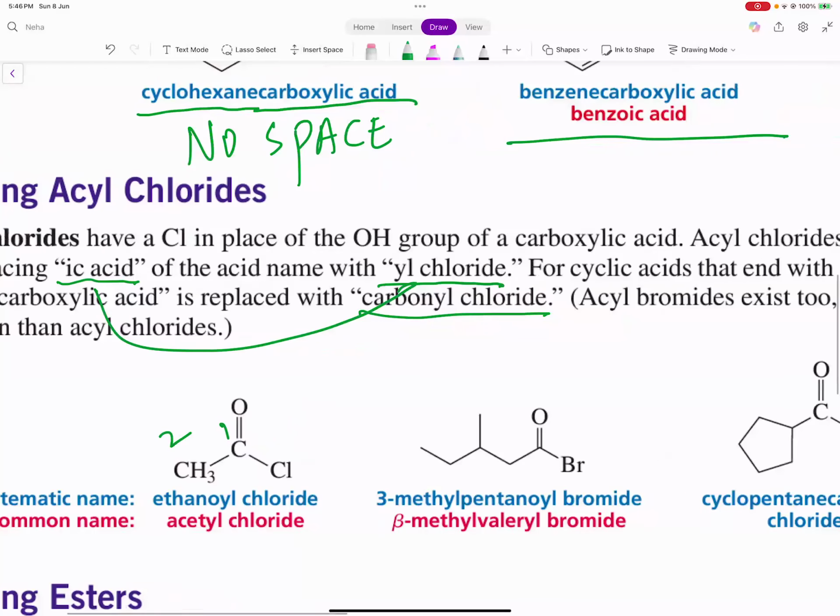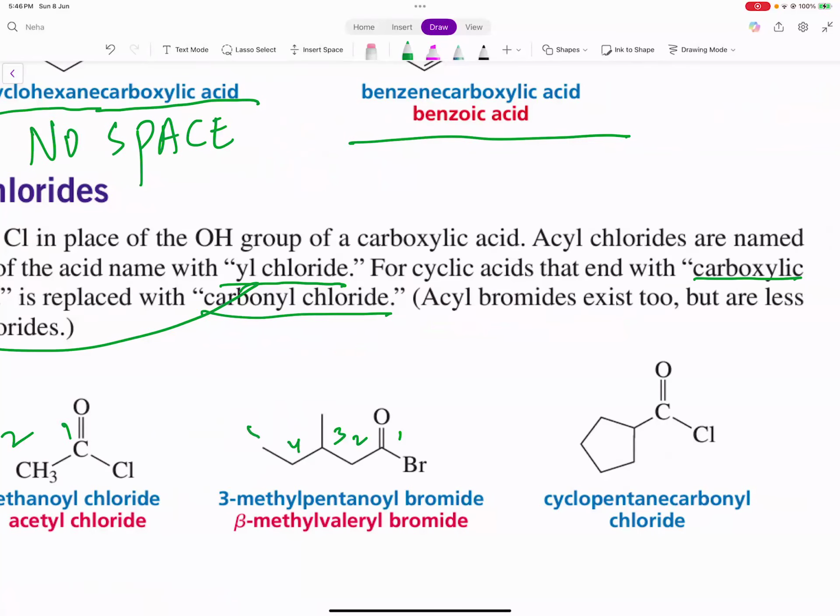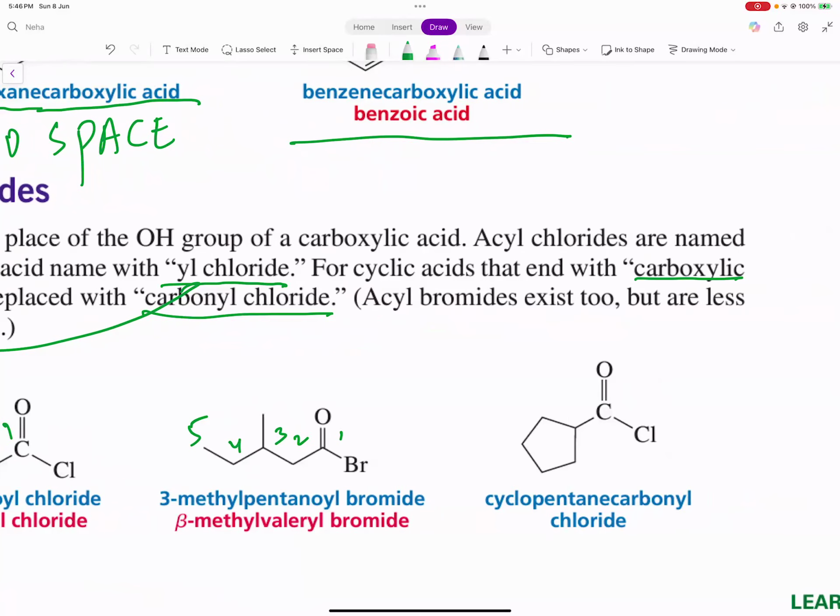Here also we would have 1, 2, 3, 4, and 5. So 3-methylpentanoic acid. If it was a carboxylic acid, then we change the ic acid to yl bromide, right? This would have been cyclopentane carboxylic acid if this was OH, right?